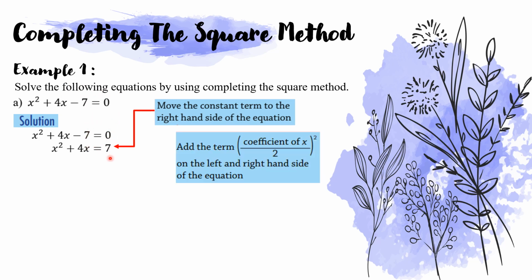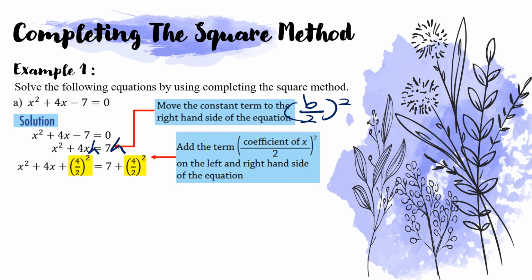And then you need to add the term (coefficient of x over 2) to the power of 2 on the left hand side and the right hand side of the equation. So the coefficient of x over 2 is also the value of b over 2, to the power of 2. You need to write it on the left hand side and the right hand side. So it becomes x squared plus 4x plus (4 over 2) to the power of 2 is equal to 7 plus (4 over 2) to the power of 2.